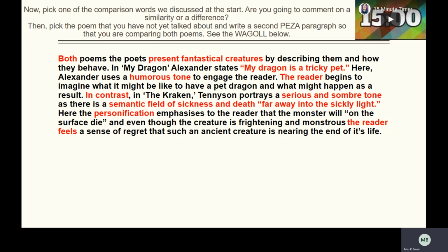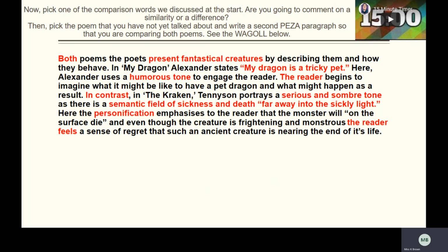I don't want you to use this waggle paragraph in writing your own answer. It's really important that you think for yourself. So you don't need to talk about the humorous tone or the somber tone. You can talk about something else that you have come up with in your comparison grid. If you do talk about that, I would use a different quote or a different piece of evidence just to make sure that your comparison is your own, and you are not just rewriting my waggle, because that won't get you any marks in the actual exam. So that's what I'd like you to move on to now.